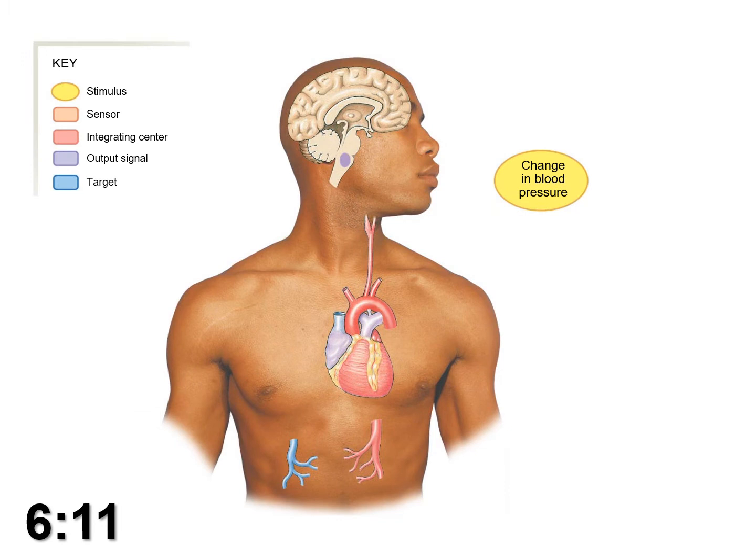So the initial stimulus is a change in blood pressure, and in this figure we could have a change up or we could have a change down. It's not going to matter because we're going to show you both situations. The receptors in this pathway are mechanoreceptors.